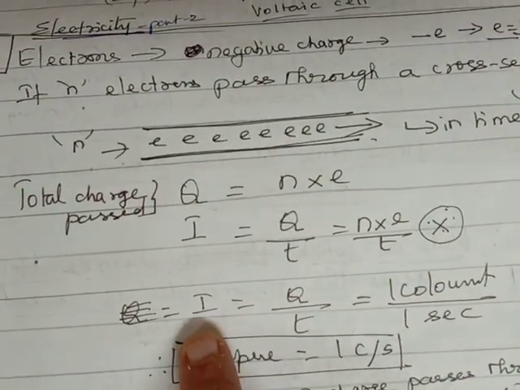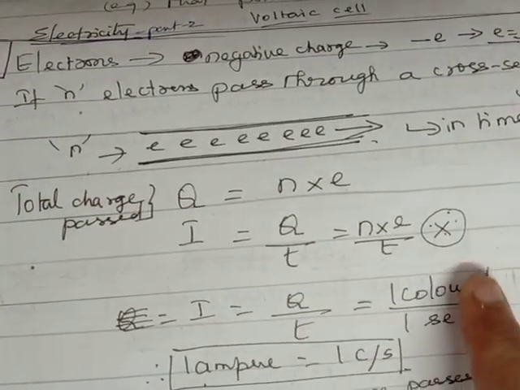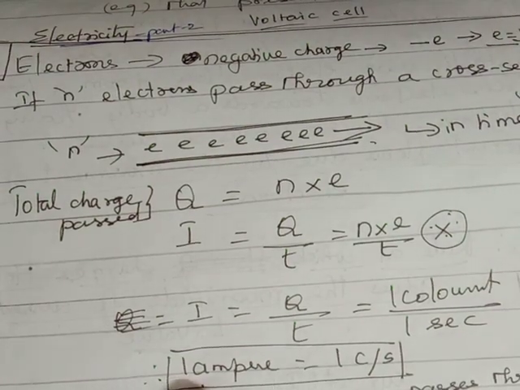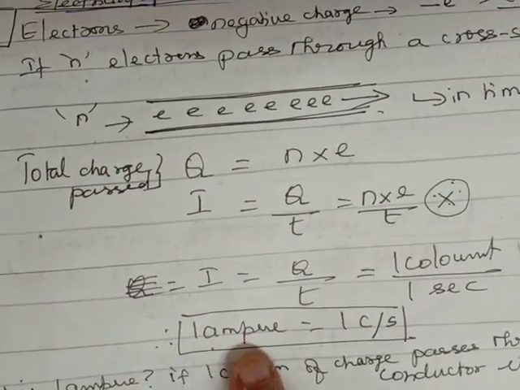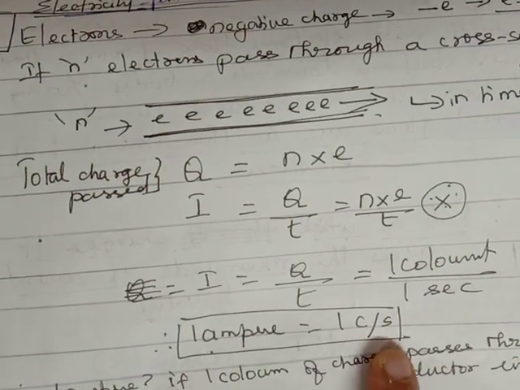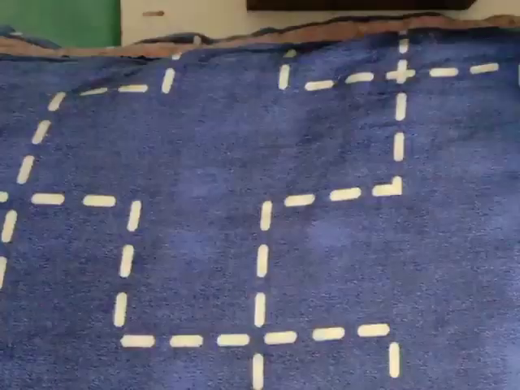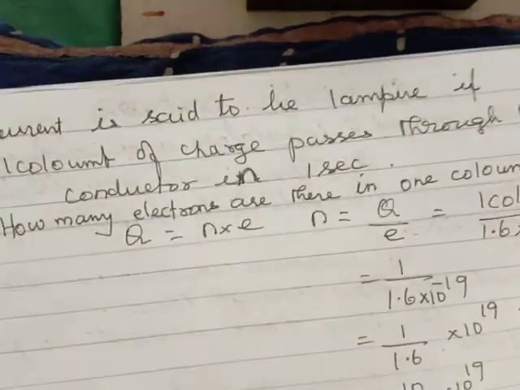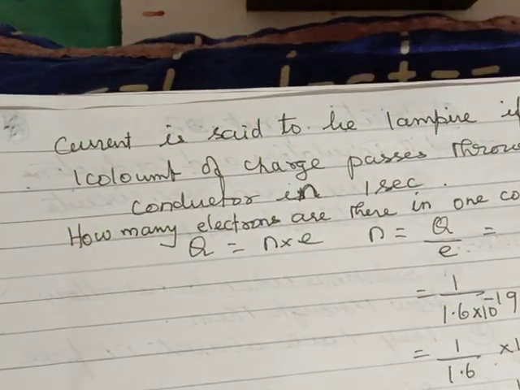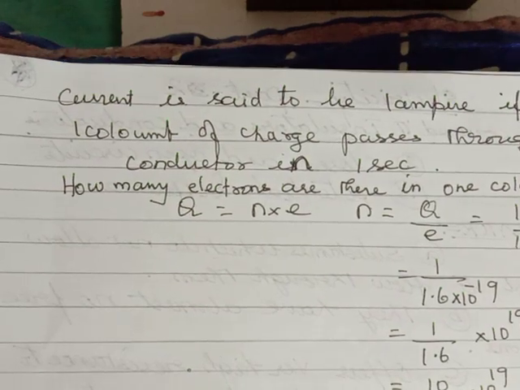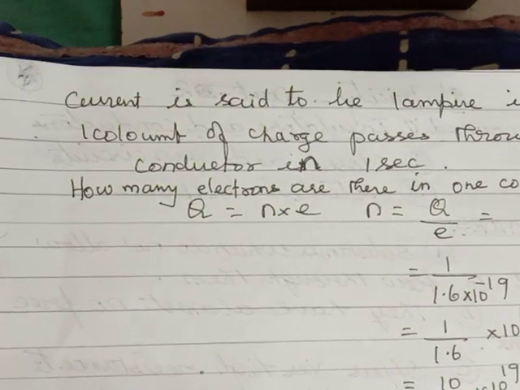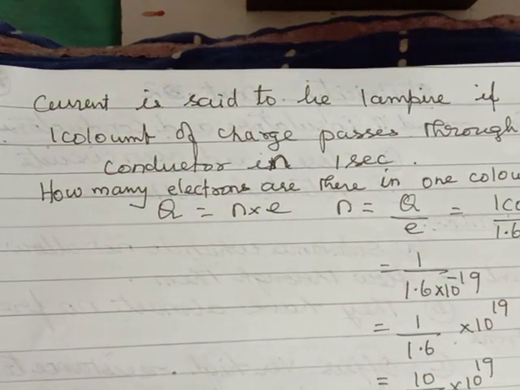Therefore, we learned that I is equal to Q by t is 1 coulomb by 1 second, or 1 ampere. 1 coulomb per second is also called an ampere. So, 1 ampere is equal to 1 coulomb per second. Now, shall we define 1 ampere? So, what is 1 ampere? Current is said to be 1 ampere if 1 coulomb of charge passes through the conductor in 1 second.